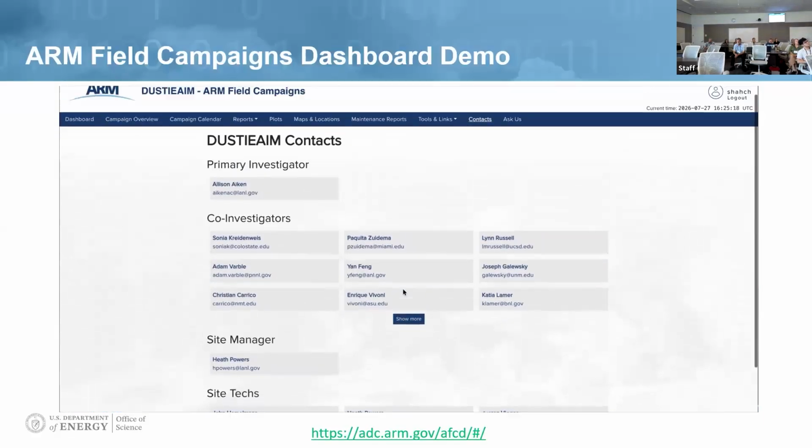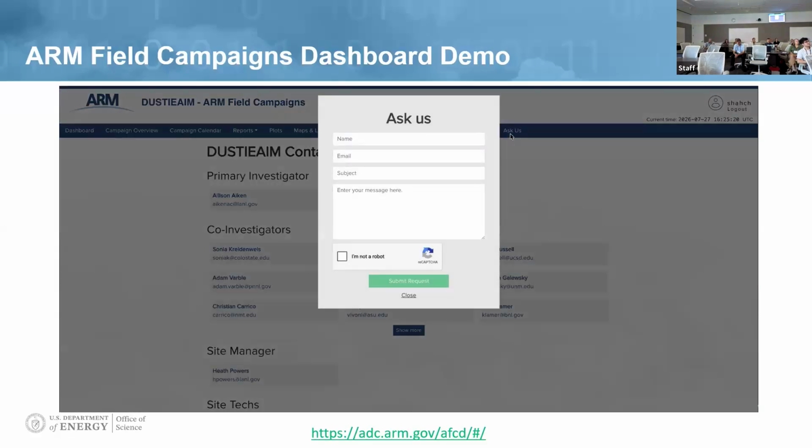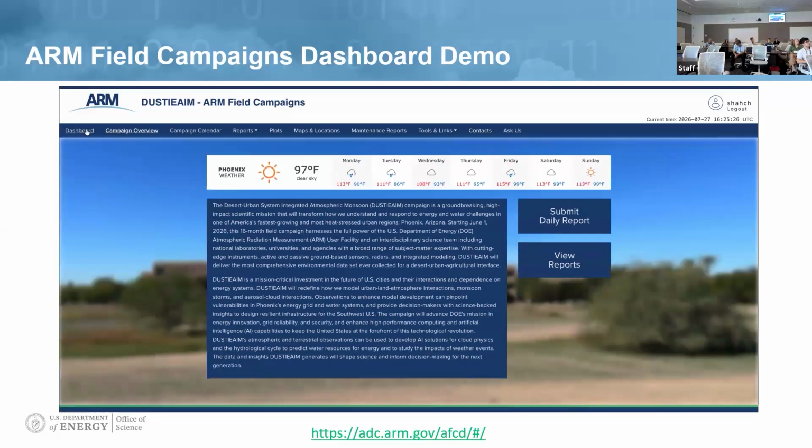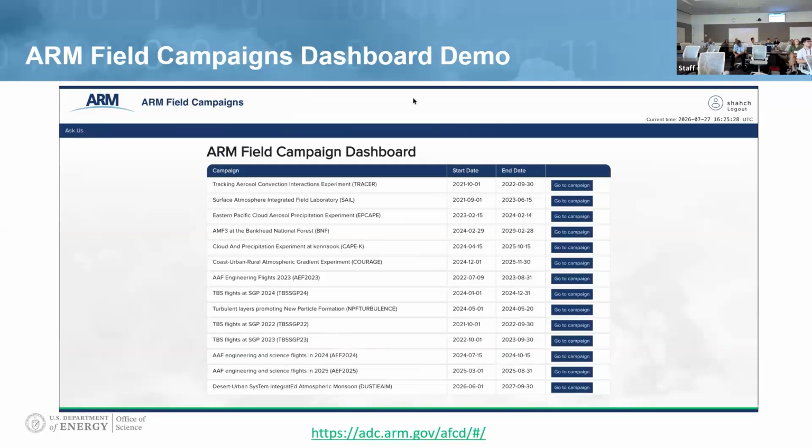Also, the contacts view. As I said, there are teams involved in field campaigns. You can easily have 30 plus members. It's very hard to remember who was involved and who was not. And when you really want to get in touch with them, all these contacts and ask support is what keeps the field campaigns going.